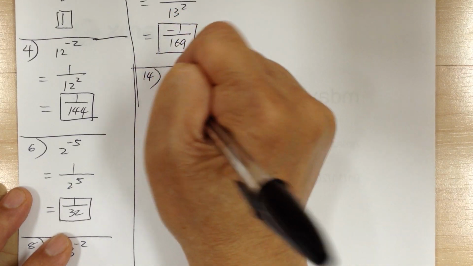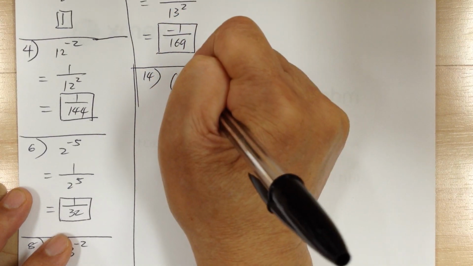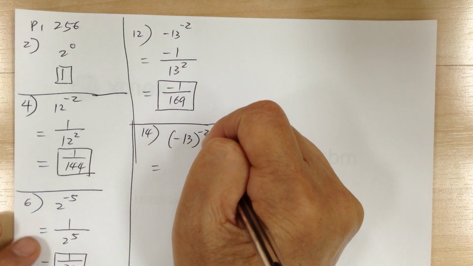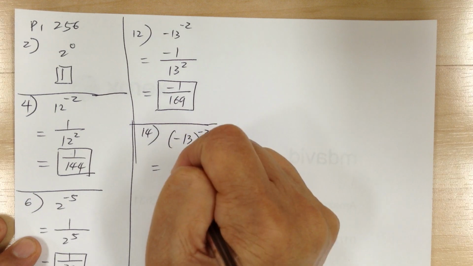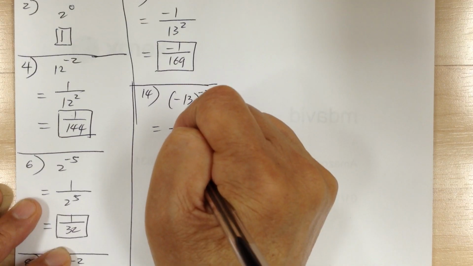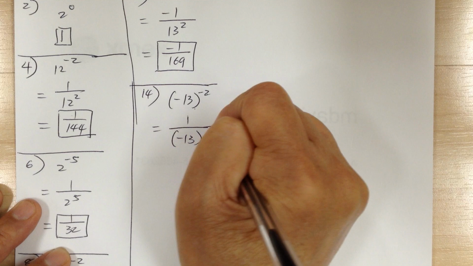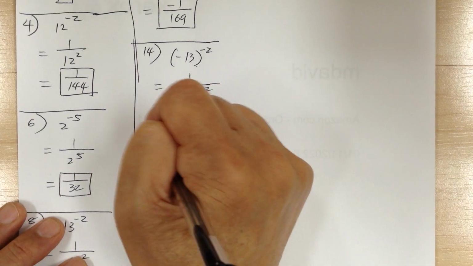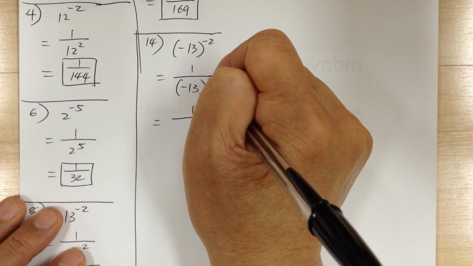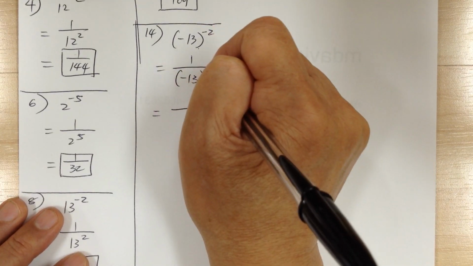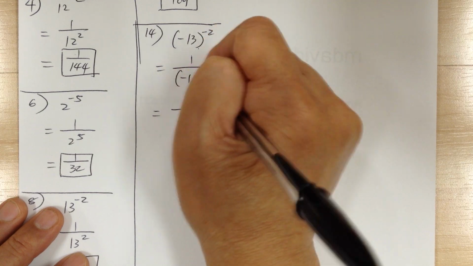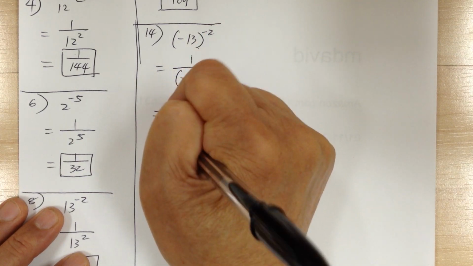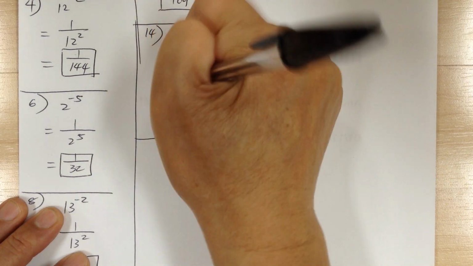Okay, number 14, you have negative 13 in parentheses to the negative 2 power. See the difference between the two. So this one, the exponent is for the parentheses, so the entire parentheses get flipped over to the bottom. Again, when you're doing the flipping, everything stays the same except the negative exponent is gone. Now you're going to evaluate. Now the square is for the entire parentheses, so you have to square everything inside. So negative squared is positive, 13 squared is 169. So make sure you realize the difference between the two.